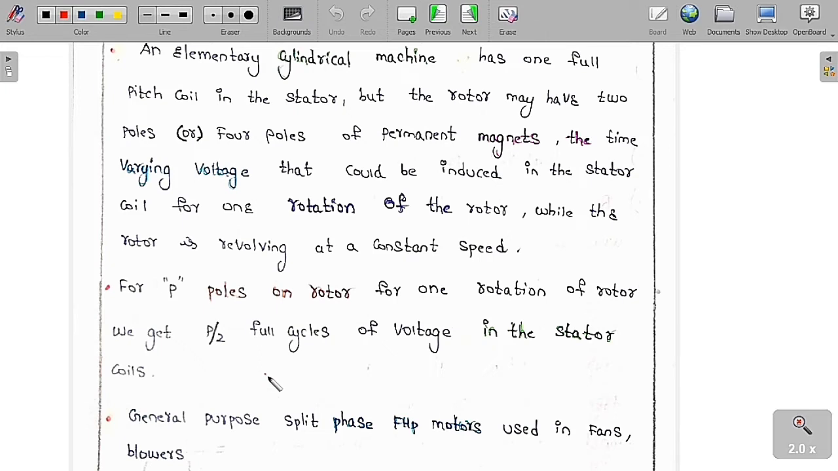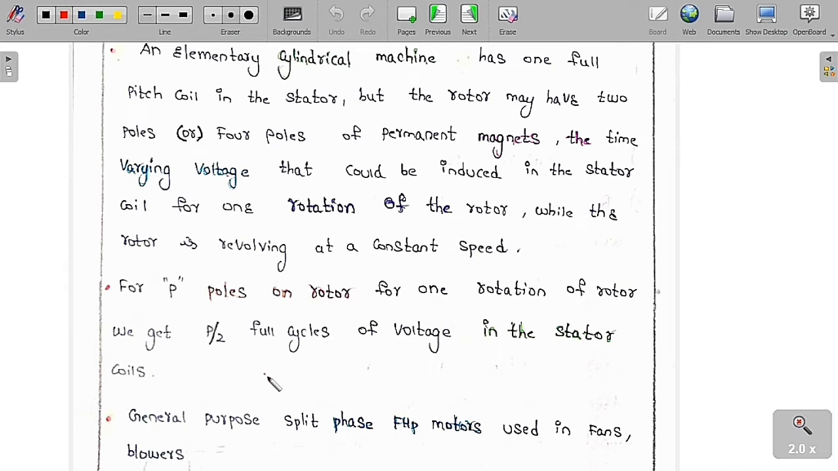Similarly, in the case of a synchronous machine, if P poles are there on the rotor, then for one rotation of the rotor we are going to get P by 2 cycles of voltage in the stator coils. Whereas in the case of an induction machine, if P poles are wound on the stator and we give P by 2 cycles of AC supply, then we are going to get one rotation of the air gap flux.